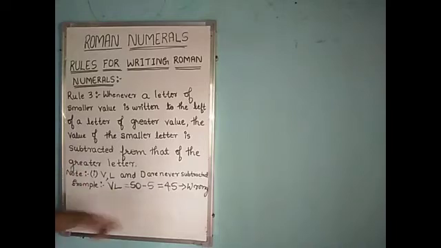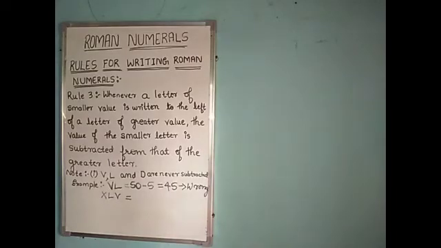So how can we write 45 in Roman numerals? Let's see. Suppose we take XLV. How can we find out the numeric value of XLV? Here X is a letter of smaller value and L is a letter of greater value. The letter of smaller value X is written to the left side of a letter of greater value.